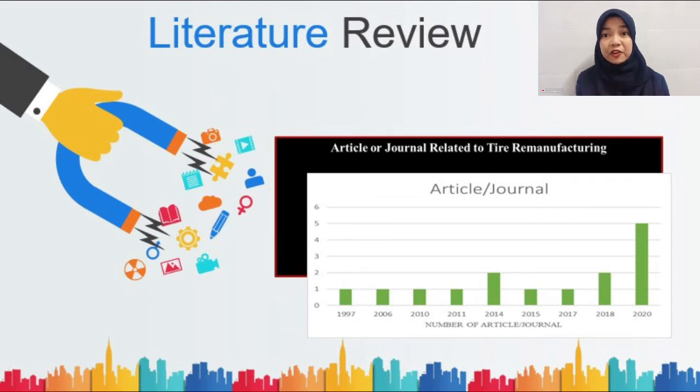From the graph of articles and journal papers in the slide, we can conclude that the increase from year to year in the distribution of journal papers and articles all over the country proves that awareness among the industry players toward tire remanufacturing has increased. This graph also indicates that the industry players are interested in tire remanufacturing, resulting in the study being conducted to understand tire remanufacturing better.